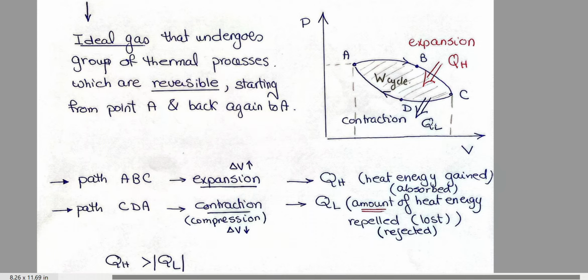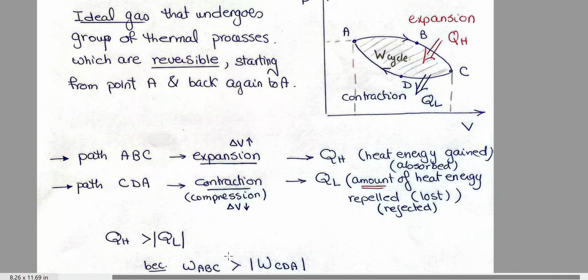From the PV graph, QH is greater than QL. Why? From A to C, the change in internal energy is the same. And the work ABC is the area under the curve, but the work CDA is the area under the other curve CDA. The work ABC is greater than the work CDA. So QH is greater than QL if I apply the first law of thermodynamics.